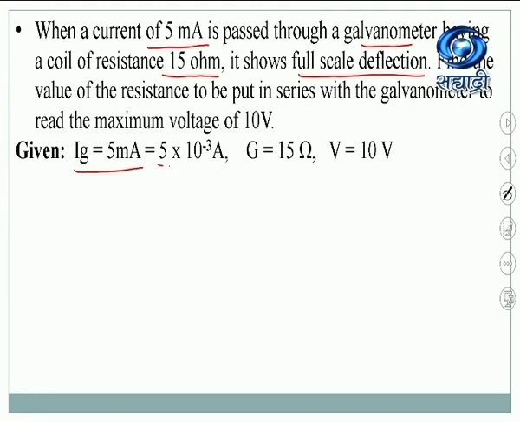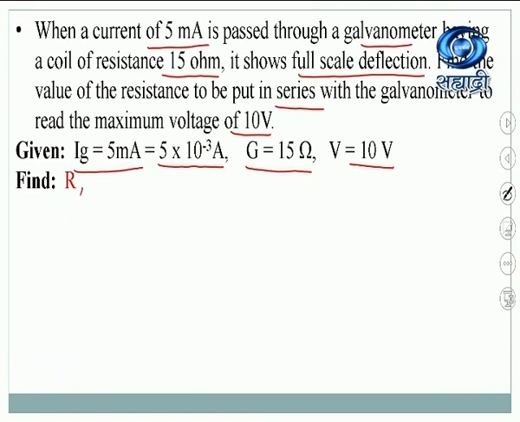So Ig is 5 milliampere, converted into ampere, 10 raised to minus 3, 5 into 10 raised to minus 3. Okay. Find the value of the resistance to be put in series with the galvanometer. So actually the series resistance, that is X, is asked, to read the maximum voltage of 10 volt. So voltage is 10 volt and the resistance given is 15 ohm. So these are the given things, and we have to find the resistance.